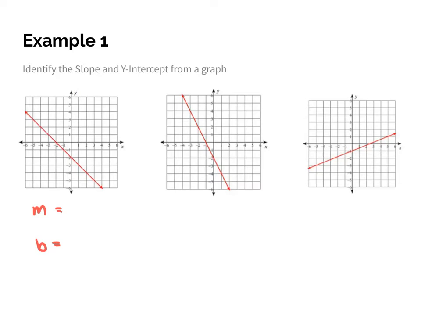Where does it cross the y-axis? Well, it crosses here at -2. So as a point, x is going to be always 0, and my y value is going to be -2. What I then need to do is apply my slope.